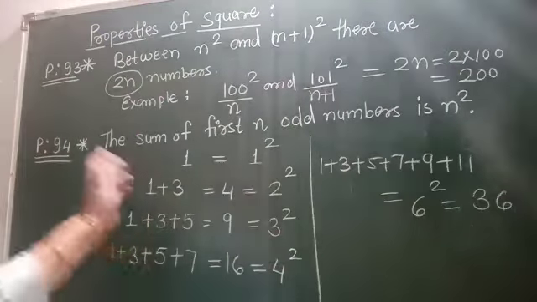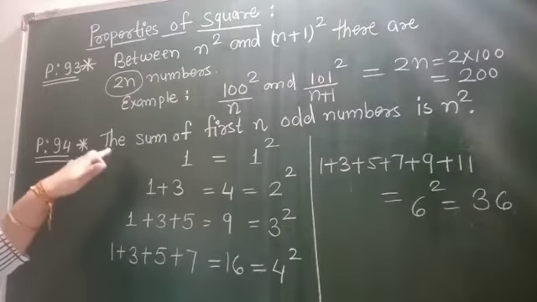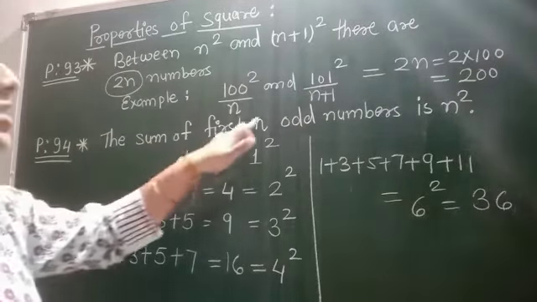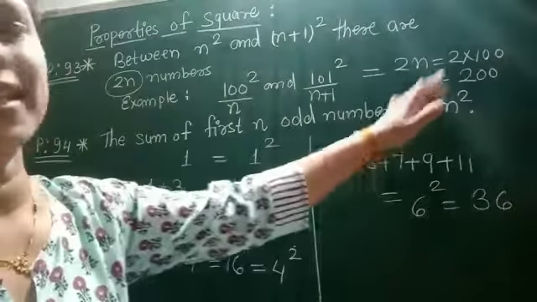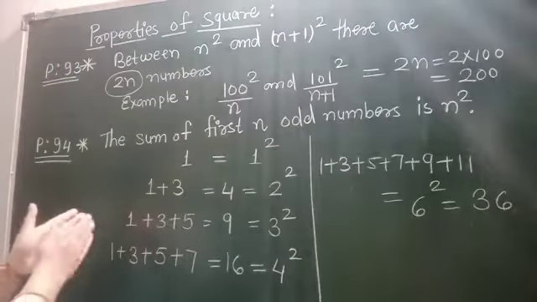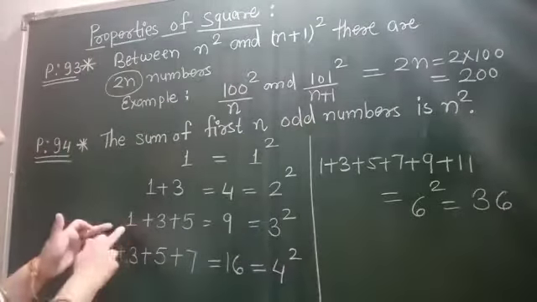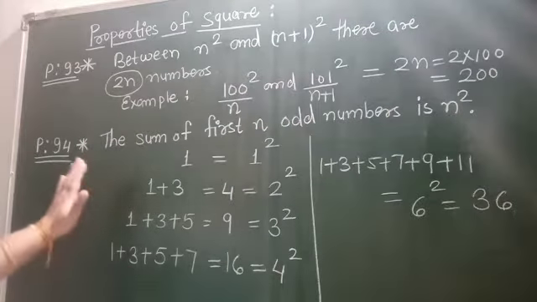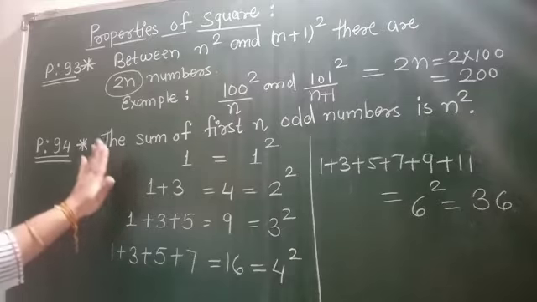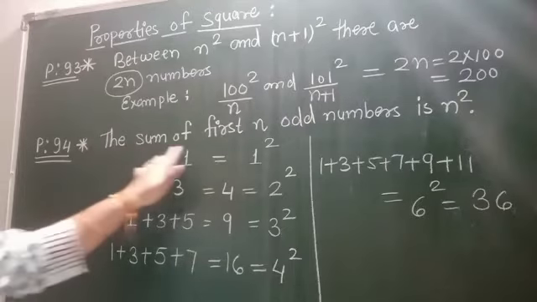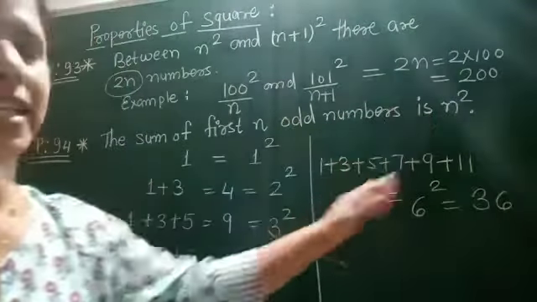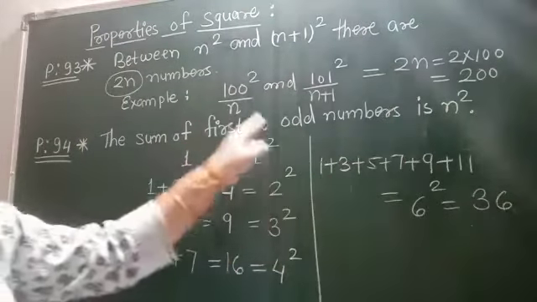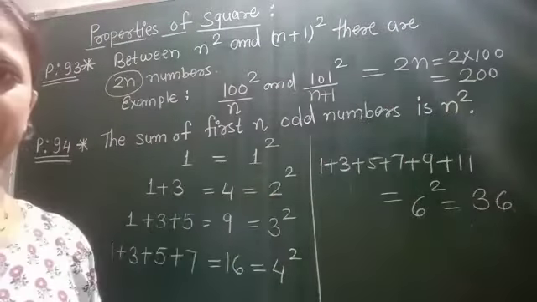So students, now look at this statement once again: the sum of the first n odd numbers is n square. It means we always start our addition from 1, with the first n odd numbers. Okay, this is a very important statement students, and with the help of this formula we can easily find the sum of the first n odd numbers.